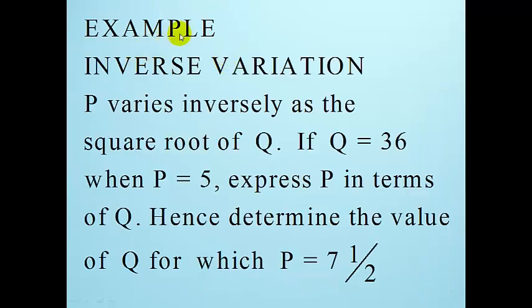Now, let's look at this example of an inverse variation. P varies inversely as the square root of q. If q equals 36 when p equals 5, express p in terms of q. Hence, determine the value of q for which p equals 7.5. So there is an inverse variation between p and q. That is, p varies inversely as the square root of q. Now let's look at the solution.